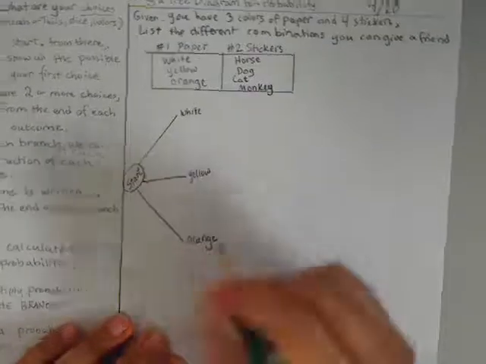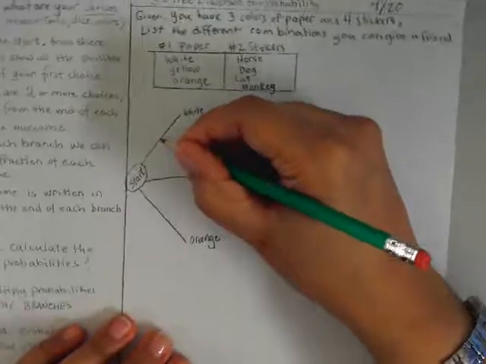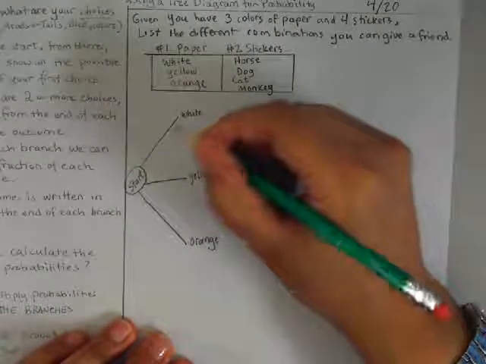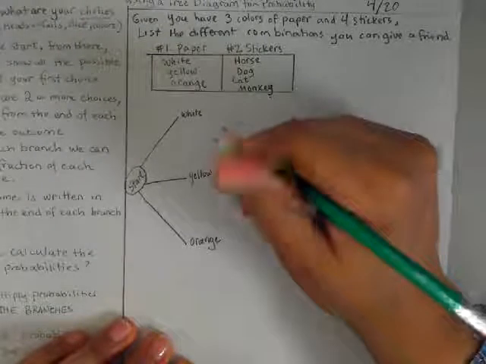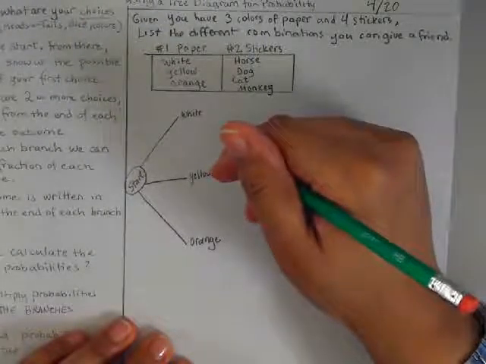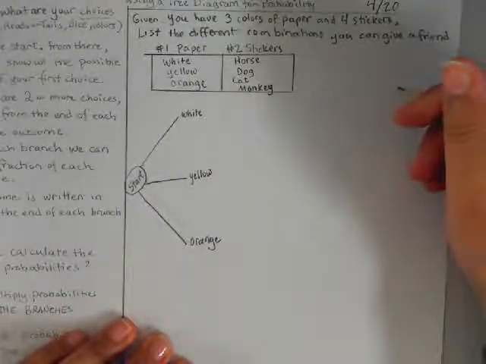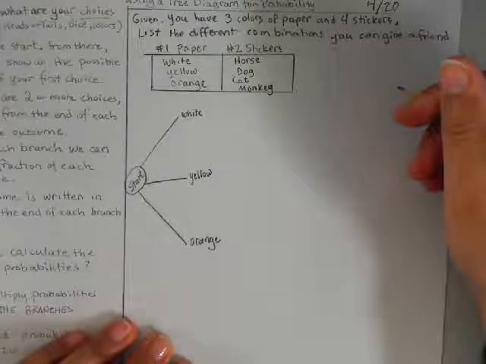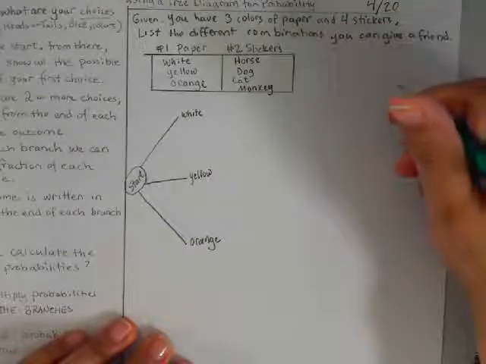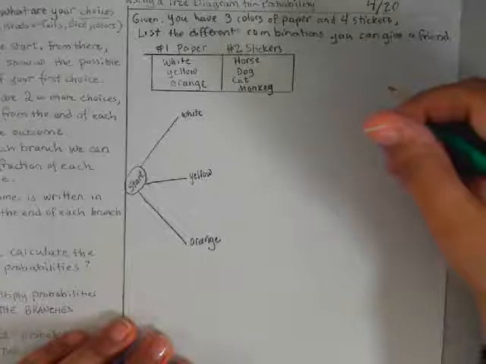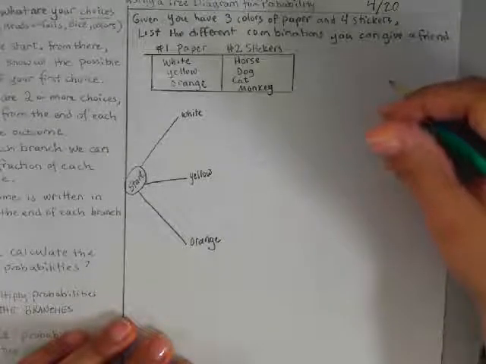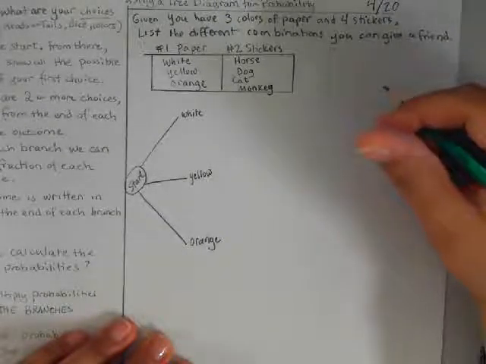And along each branch, we're going to write, in fraction form, the probability. If you closed your eyes and picked randomly one of your 3 pieces of paper, what is the chance that it will be white or yellow or orange? In this case, all of the probabilities are the same. There's only 3 pieces of paper. One's not stickier than another. One's not going to give itself an unfair advantage. You have equal opportunity of choosing white, yellow, or orange.